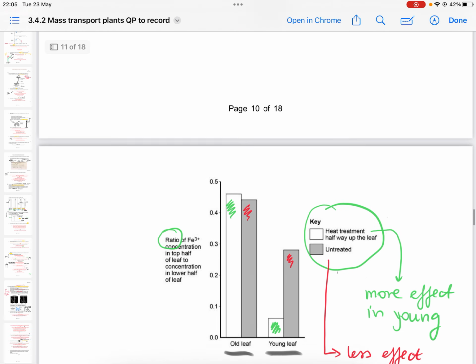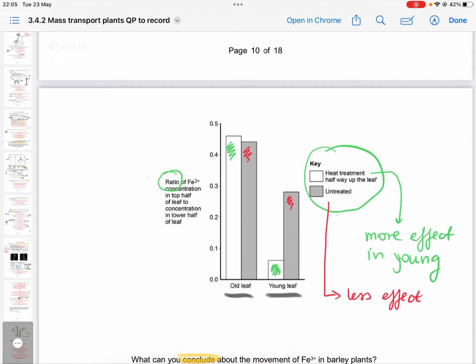We've got figure 2. Let's have a look here at figure 2. What does it show us before we look at the conclusion? So remember to look properly at the axis.